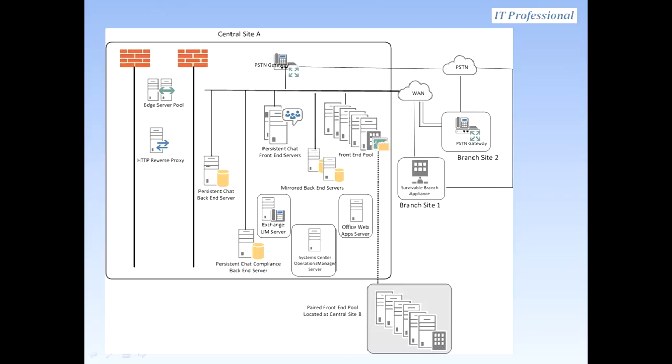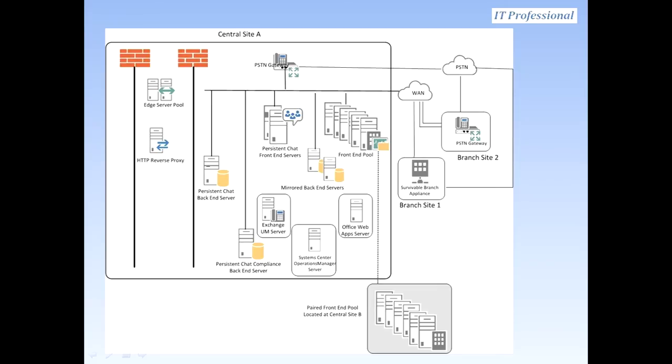Also, we have here the persistent chat back-end server and persistent chat front-end servers. We have a mirrored back-end server. We also have the front-end pool, which I already said is paired with the front-end pool located on central site B. We have a reverse proxy, an edge server pool, and also branch site A, branch site 1 and branch site 2.